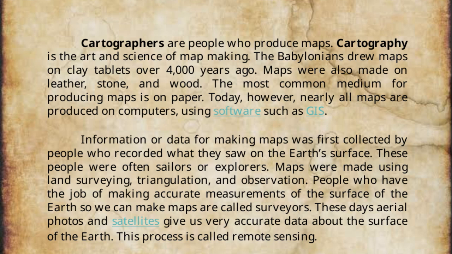Today, we have advanced tools like aerial photography and satellites that provide incredibly accurate data. This modern method of collecting information from above is called remote sensing. It's remarkable how technology has transformed cartography from manual recording on clay tablets to sophisticated digital mapping, helping us better understand and navigate our world.